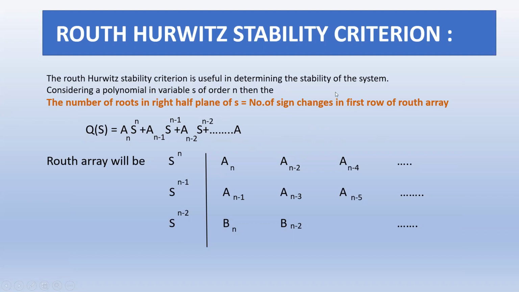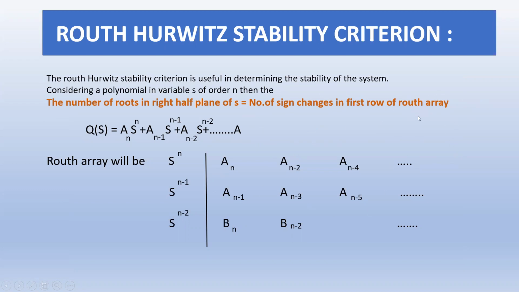It states that the number of roots in the right half plane of S, which makes the system unstable, is equal to the number of sign changes in the first column of the Routh array. This Routh array is made of the coefficients of the polynomial equation, which we will be discussing in this lecture.